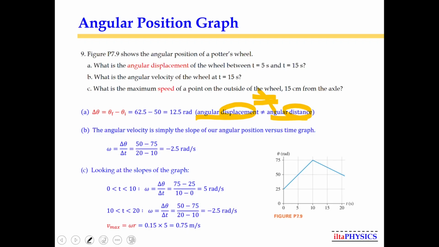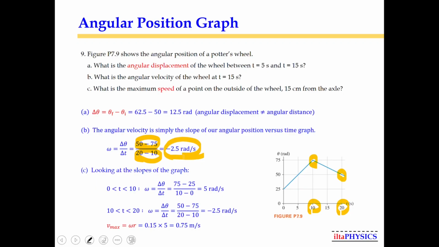The second question asks for the angular velocity at the 15-second mark. As we saw in our main formula, angular velocity is angular displacement divided by the time interval. In this problem, the rotational velocity is constant between 10 and 20 seconds, so we'll use the values from that interval to find the velocity. The change in angular position is the position at 20 seconds, 50, minus the position at 10 seconds, 75. The time interval is 20 minus 10 seconds. So the rotational velocity in this section is minus 2.5 radians per second.